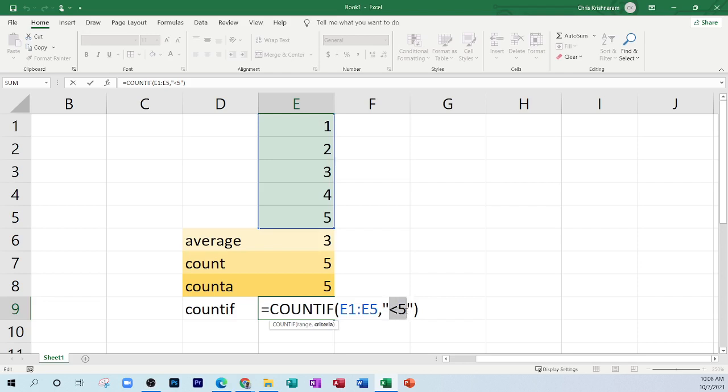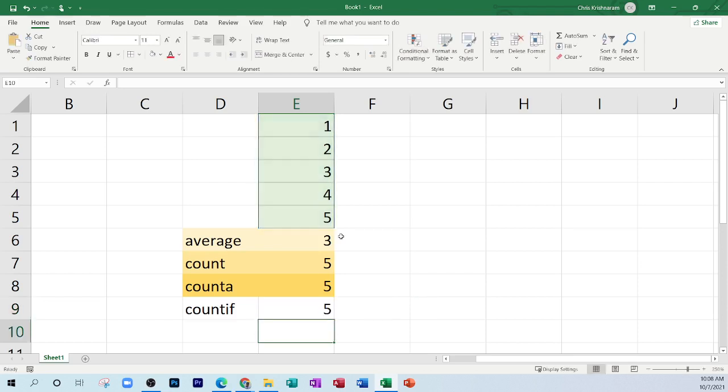Is there any value less than 5? So this criteria could be anything. Is it less than 100? So if there are any cells, remember it's counting the cells. If there are any cells with values less than 100, it is going to count those cells. So yes, all of these values here are less than 100, so they were all counted.